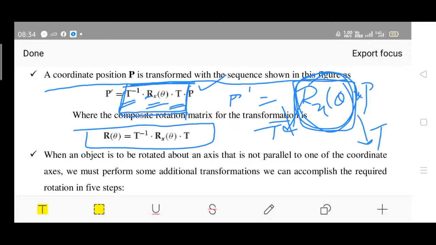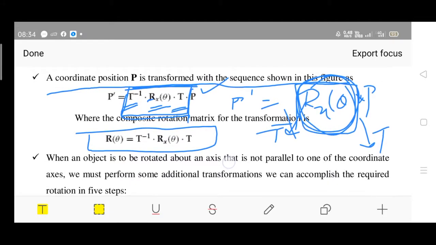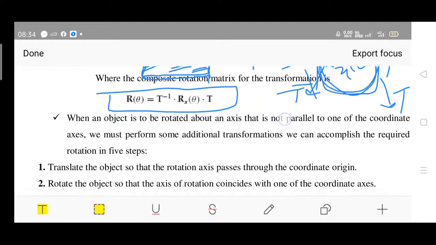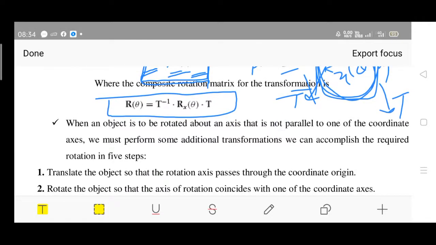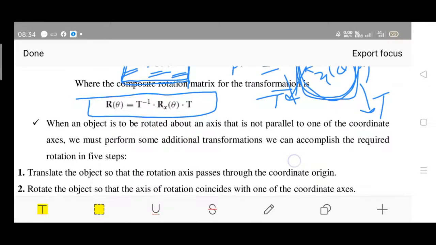Okay, when an object is to be rotated about an axis that is not parallel to one of the coordinate axes, we must perform some additional transformations. We can accomplish the required rotation in 5 steps. See here, when an object is rotated about an axis that is not parallel to one of the coordinate axes. Earlier we have considered the object was parallel to the x coordinate, right? So if the object is not parallel to any of the coordinate axes, neither x nor y nor even z, in that case there are some additional steps you have to perform. Total number of steps will become 5.